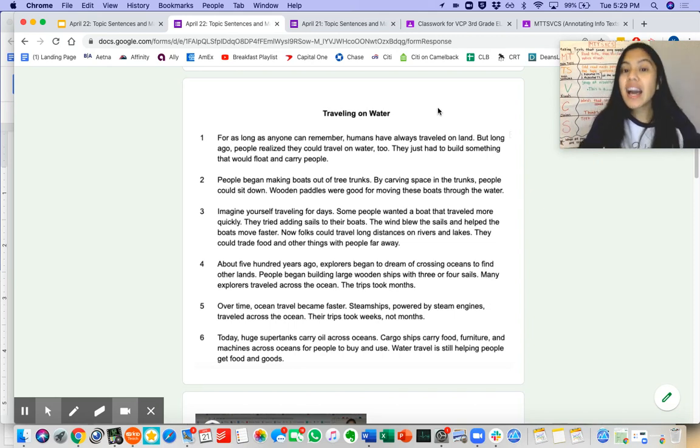Yes, friends, I know that this is an informational text because I see that the title is Traveling on Water. And as I skim through the text, I'm noticing that it seems to be giving me some facts about different things that travel on water.